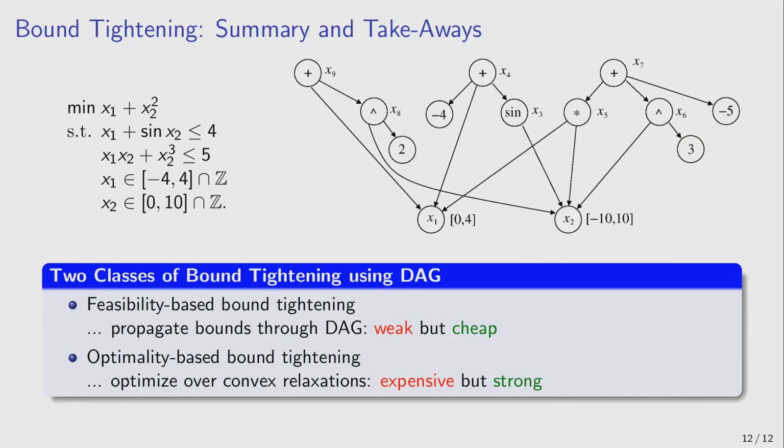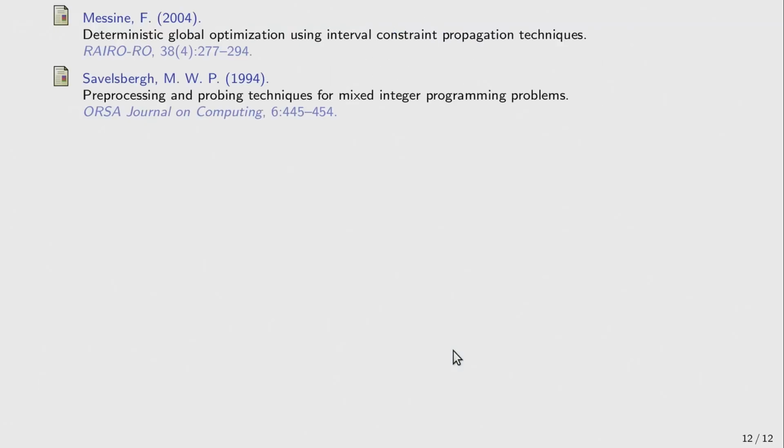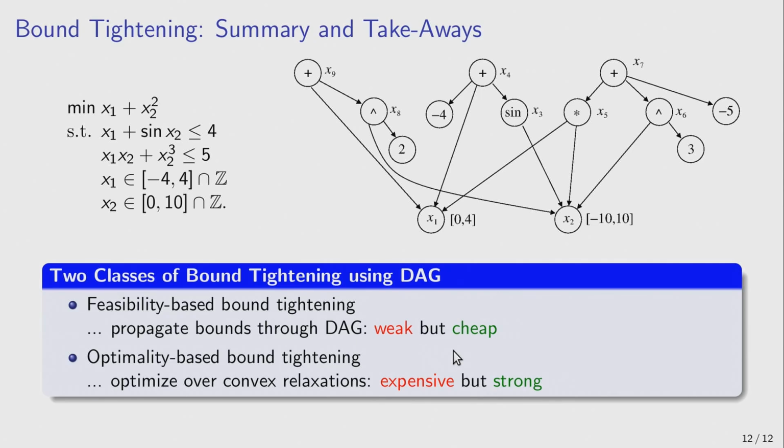So there's these 2 ways of getting tighter bounds for global mixed integer nonlinear optimization. One is the feasibility-based bound tightening, where we walk up and down the computational graph, pushing bounds up to the root nodes or pushing them back down to the leaf nodes by using the operations inside the computational graph that I have here. And this is a way that is relatively weak, the bounds that you get, but it's fast, it's cheap to do, computationally very efficient.